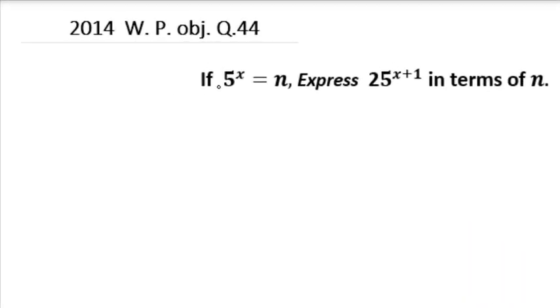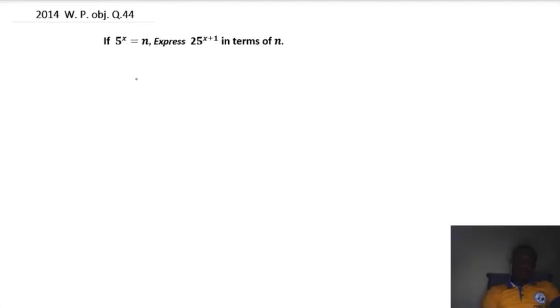The question says that if 5 exponent x equals n, express 25 exponent x plus 1 in terms of n. So this means that we want to express this one in terms of this by working from this towards this. If 5 exponent x will give us 25 exponent x plus 1, what would n be? That is what it means.